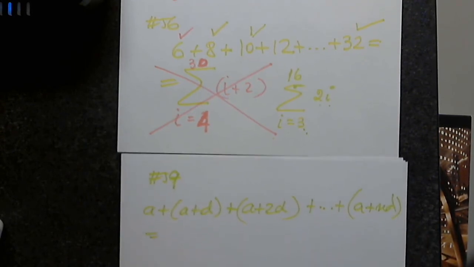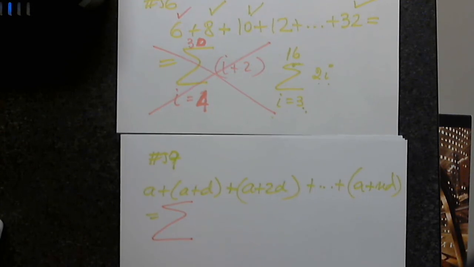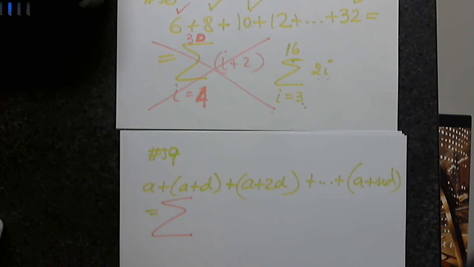So this is the other even number, 59. Good. So we want to come up with a sum. What will you say?